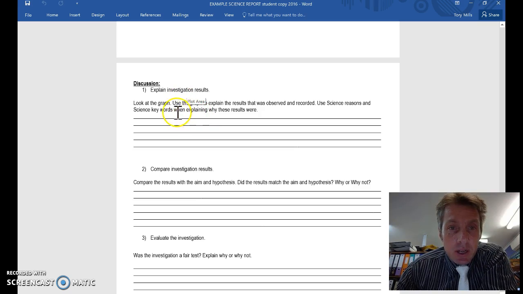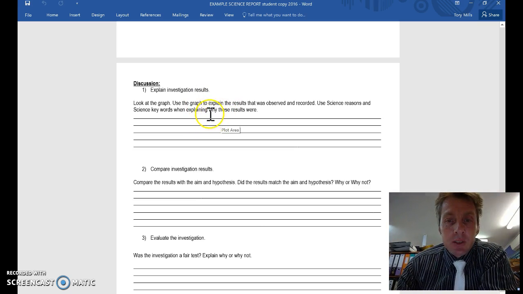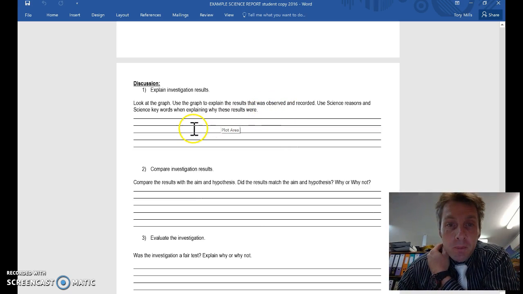So with looking at the discussion, you can see there's some questions here. When you write your discussion for your report, please don't write it as question answers. Rather, use these as cues, then write me little paragraphs. So looking at your graph, use the graph to explain the results that were observed and recorded, and use some science words. So you might have to do some research.